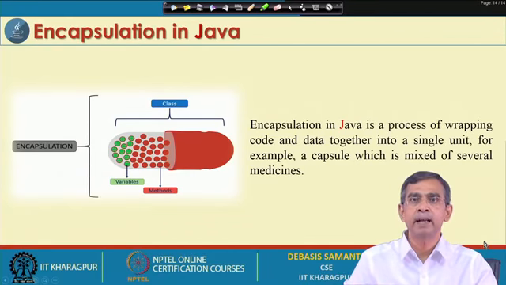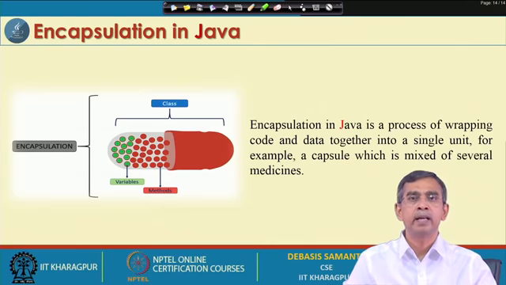So, first of all is encapsulation. As I already told, object oriented programming is based on the concept of objects, that means we have to develop the objects. So, how can the objects be developed?